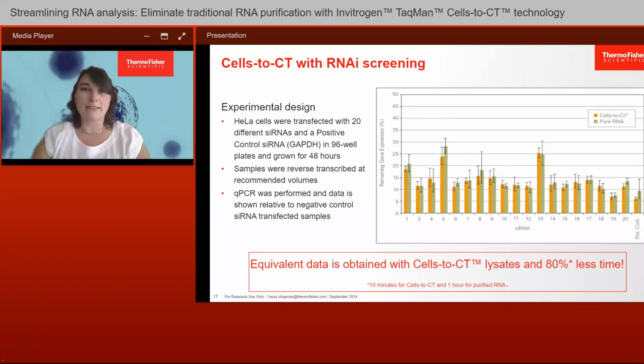So you would really be able to accelerate your gene expression screenings for siRNA, or perhaps even small molecule screenings on cells, if you use the cells-to-Ct technology. The magnetic bead-based kit is generally faster than a spin column method for multiple samples, and here it took about an hour to process the samples, whereas with cells-to-Ct, it only took about 10 minutes. So it was an 80% time savings compared to purified RNA. So you can really advance and speed up your research using this tool.